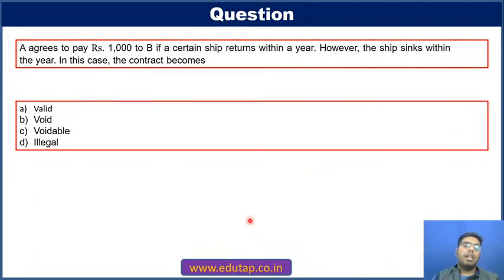Next is A agrees to pay rupees 1000 to B if a certain ship is returned within a year. However, the ship sinks within the year. In this case, the contract becomes dash: valid, void, voidable, illegal.